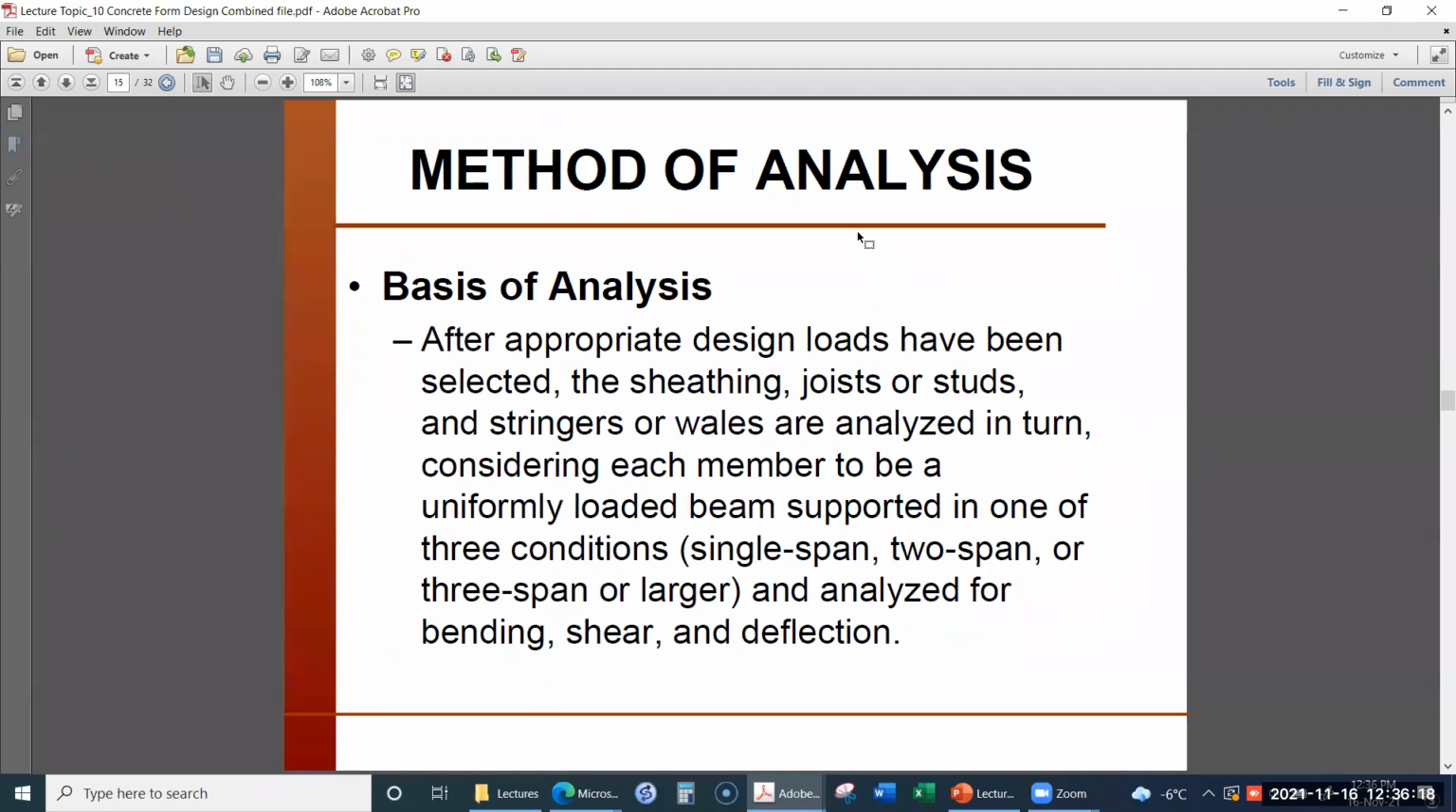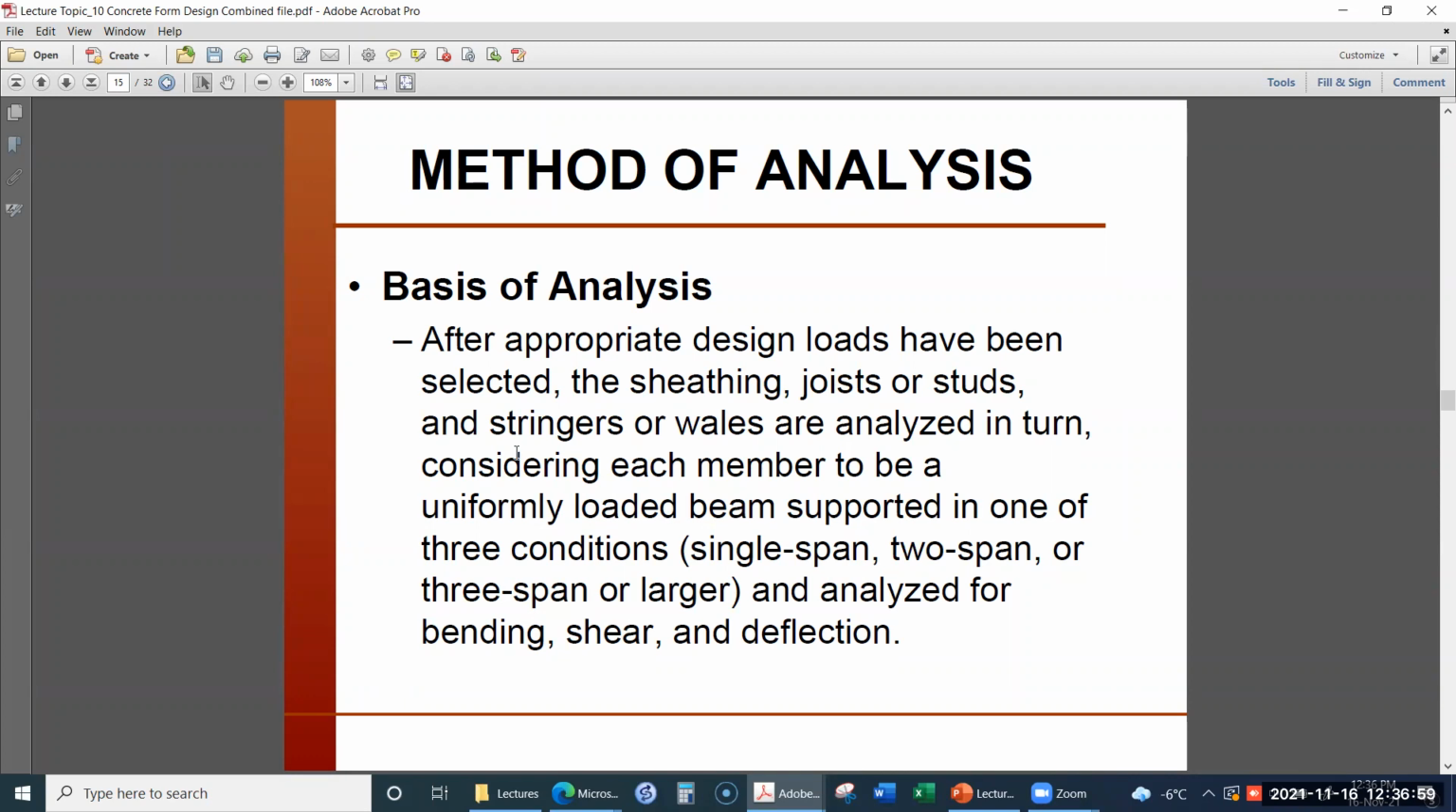Okay, so the method of analysis. How are we going to analyze these formwork designs? What is the basis? After appropriate design loads have been selected, the sheathing, joists or studs, and stringers or wales are analyzed by considering each member to be a uniformly loaded beam supported in one of three conditions: a single span, two span, or three span or larger, and analyzed for bending, shear, and deformation.